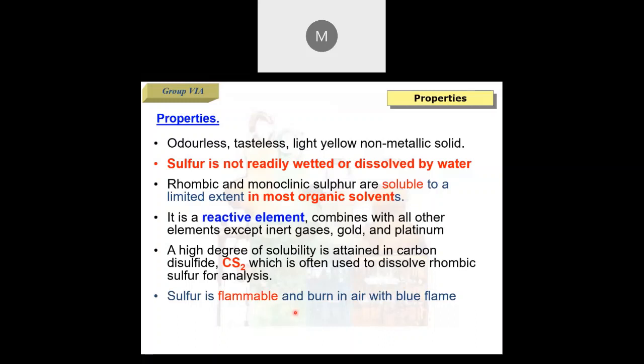The organic solvent that is normally used is carbon disulfide, which is commonly used to dissolve sulfur. It is a reactive element, combines with all other elements except inert gases, gold and platinum. A high degree of solubility is attained in carbon disulfide, which I have mentioned, which is often used to dissolve the rhombic sulfur for analysis. Sulfur is flammable and it burns in the air with a blue flame. So remember the observations. It's very important.